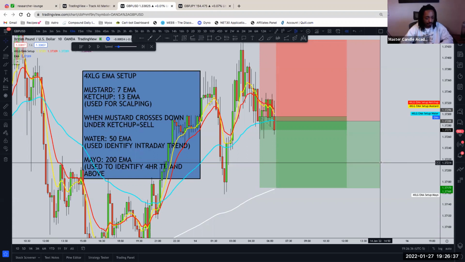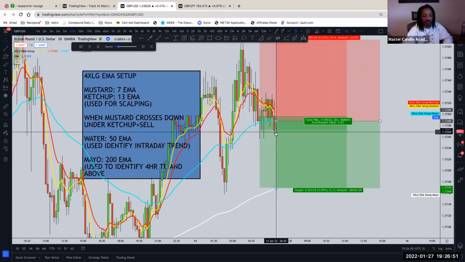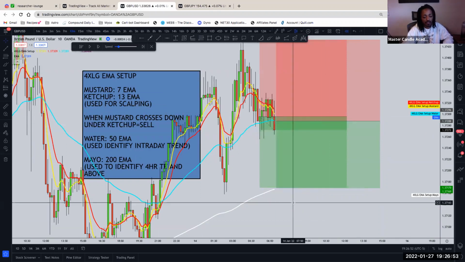What's water? And what do we use it for, in respect to the 4XLG? All right, so let's see how price plays out on our scalp and our intraday trend.